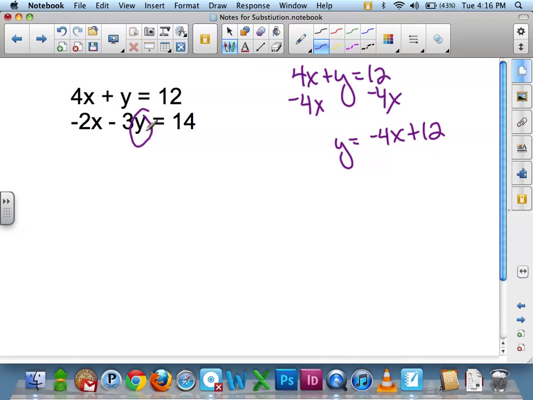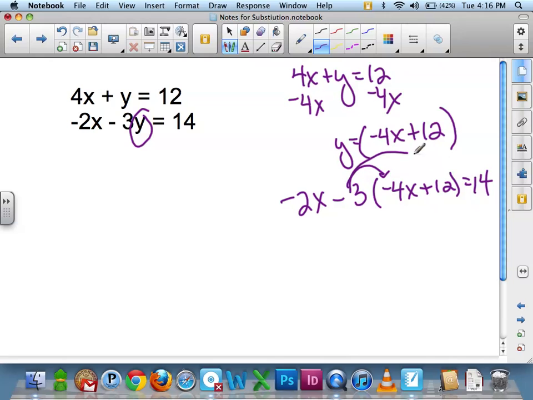Right? So now, where I circled that y on the second equation, I'm going to plug in my negative 4x plus 12. So you're going to have negative 2x minus 3 times negative 4x plus 12 equals 14. Please be careful about whether it's addition or subtraction in front of that 3 if you have to distribute. Because there's a subtraction symbol, that means when I multiply, you're going negative times a negative and then a negative times a positive. So be careful and watch your signs.